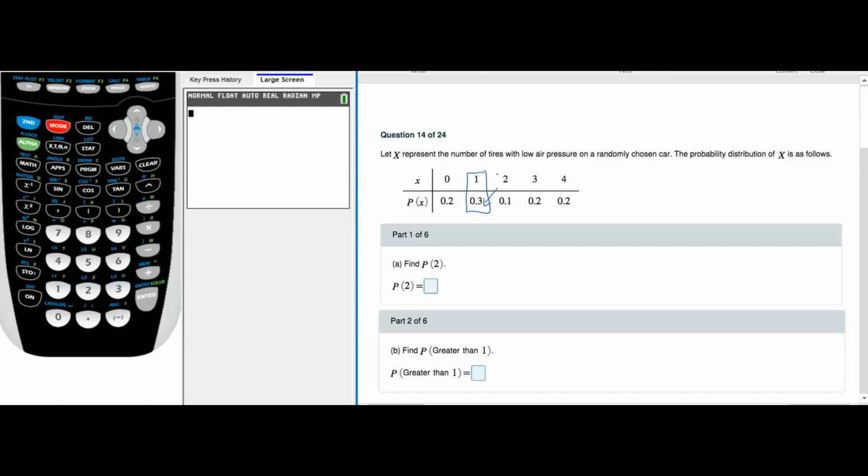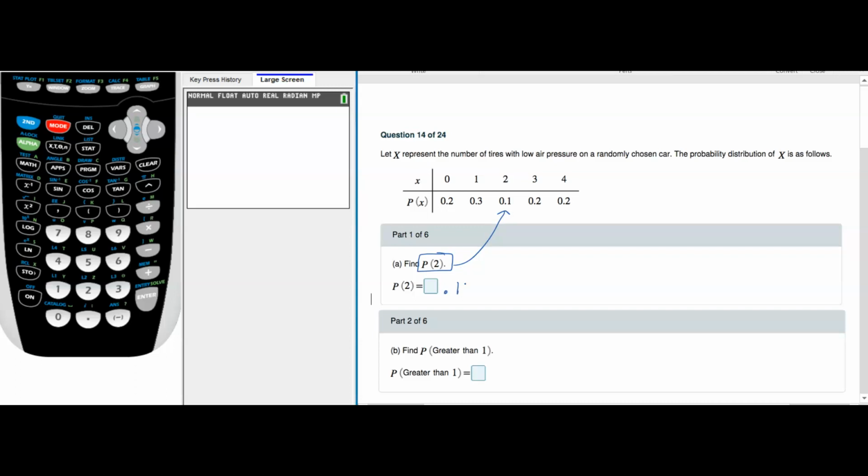will have low air pressure on a randomly chosen car. And you notice it only goes up to 4 because that's how many tires are on the car. So those are all the possibilities for low air pressure, and then the probabilities. So for part 1, we want to find the probability that there will be 2 tires with low air pressure. So P of 2 means probability of 2. So we just look up to the table, and that's going to be 0.1.